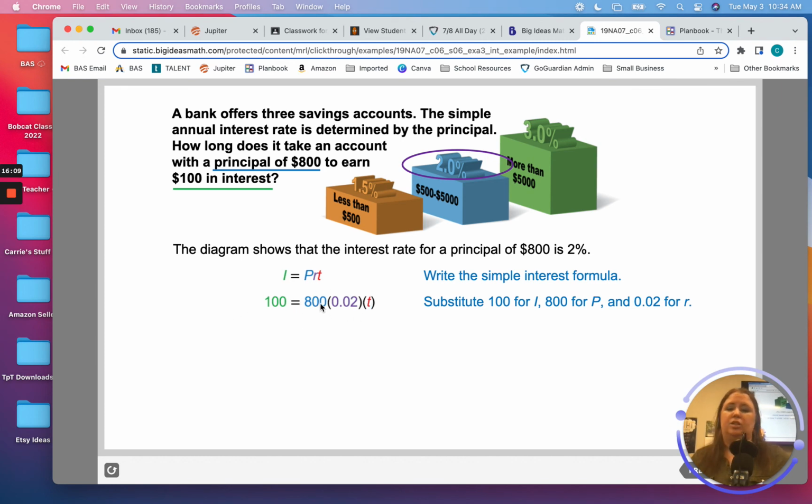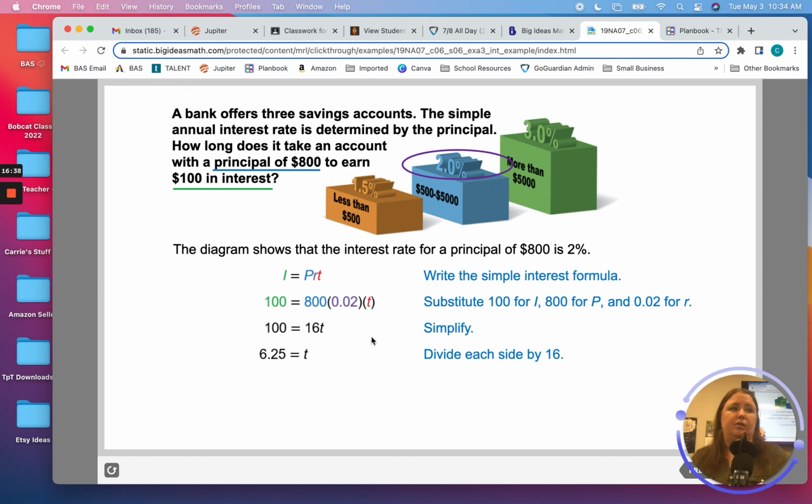Okay, so now we can solve this. What is 800 times 0.02? 16. Now how do I get t all by itself? Divide. So we divide both sides. What is 100 divided by 16? 6.25. Very good.